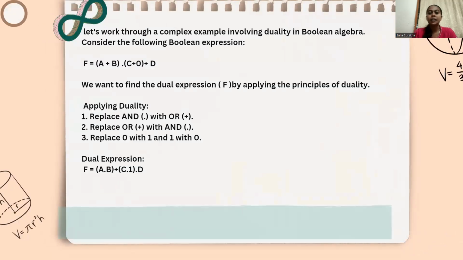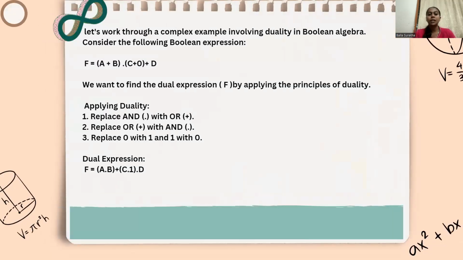Let's consider an example so that we can understand this principle of duality in detail. S is equal to A plus B into C plus 0 plus D. Here it is an expression. You have to apply the principle of duality and find the dual expression. So how can we apply the principle of duality? Here we have the AND operator, the OR operator, and also we have 0. And we have variables here. The variables remain the same, and the OR operator is replaced with the AND operator, the AND operator is replaced with the OR operator, and 0 is replaced with 1. So by applying duality, we get this dual expression.